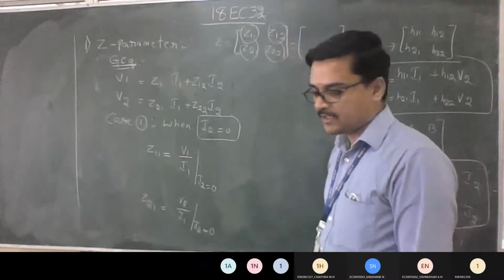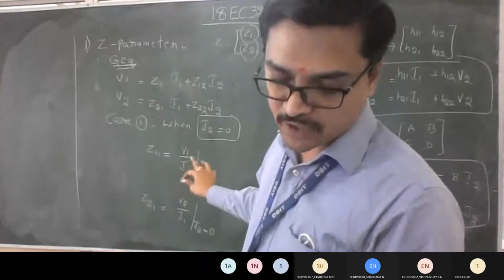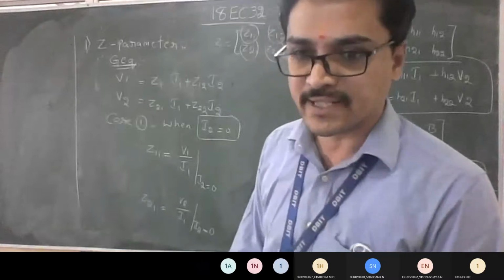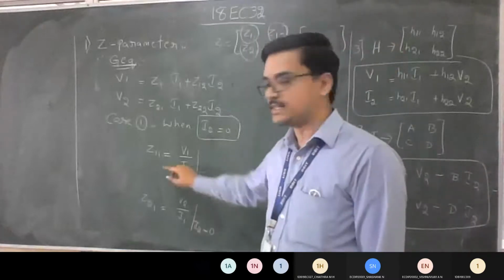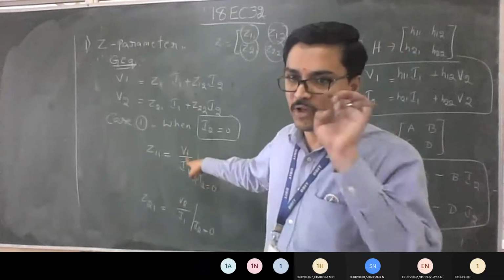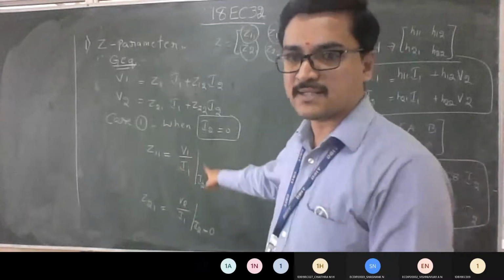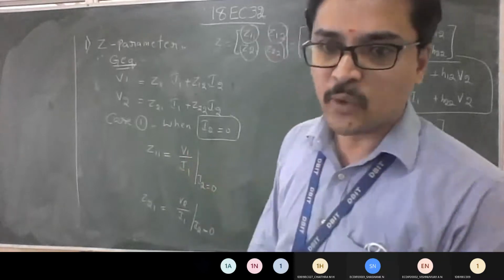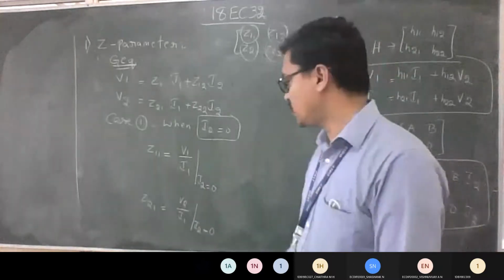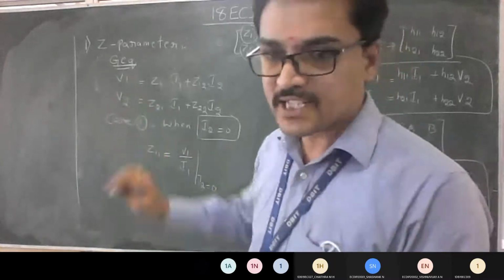So here you can see V1 by I1. V1 is input, I1 is also input. That's why we can call Z11 the input impedance. I'll repeat: Z11 is called input impedance because it is input by input. V1 also, I1 also. What about Z21? Z21 has V2 and I1. V2 means it is port 2, so it has moved forward.